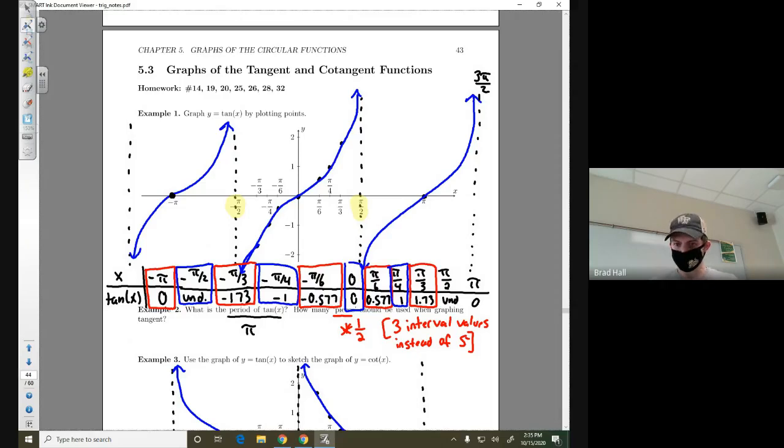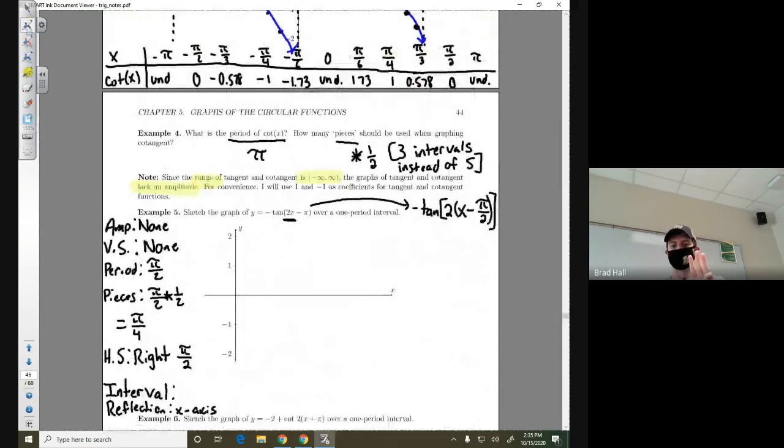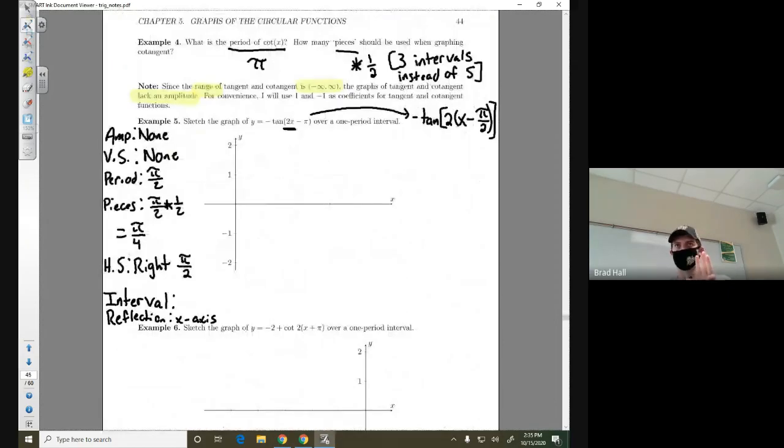As such, remember I said we only need 3 interval values. So the good news is that there's less of them. The bad news is there's a trick just reserved for tangent. Cotangent doesn't use this one, but tangent does. So pi over 2 is where we start, but we have to find a value to the left of pi over 2 and to the right of pi over 2, instead of going all to the right. It's because the values we find to the left and to the right will be the asymptotes.